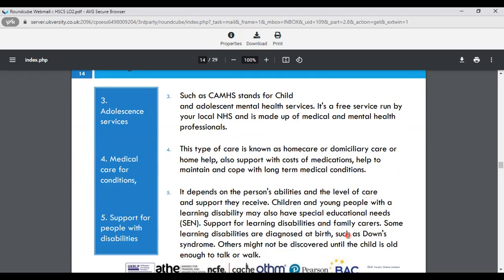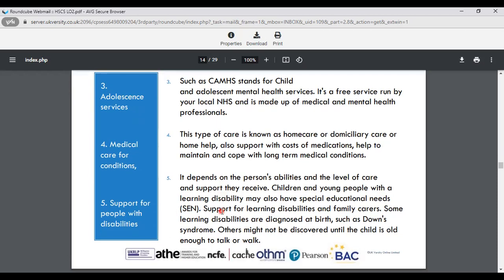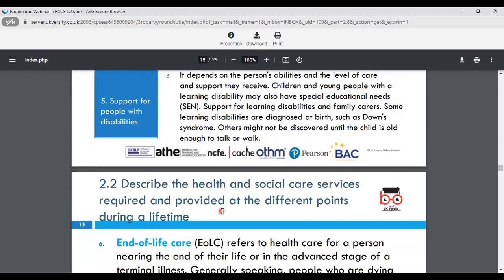There are SEN children and young people with special educational needs who need support. So there are support workers there. They're in schools and colleges, basically, and in nurseries. So they support people with disabilities, I mean young children and young people, basically.